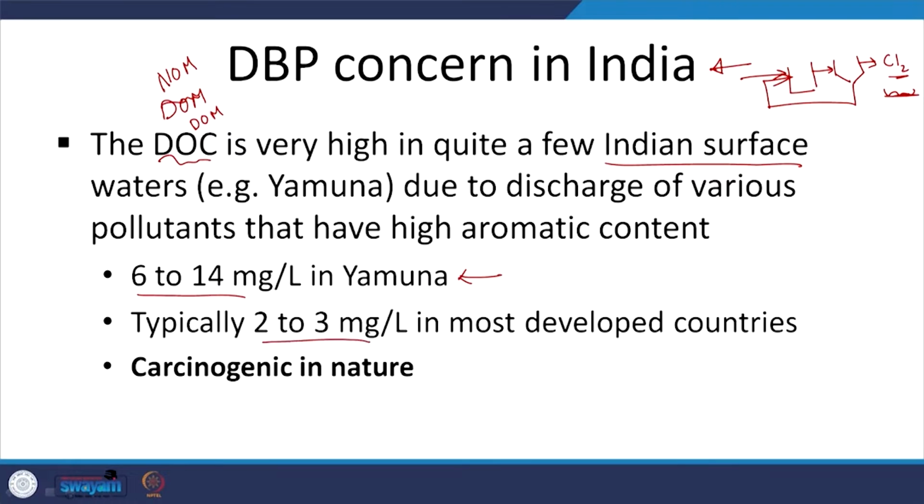In general, let us say it is 2 to 3 milligram per liter in most developed countries. So, when I add chlorine, either for water treatment or wastewater treatment, at least for water treatment I add chlorine to disinfect the water, I have to add a lot of chlorine to take care of this high organic matter. So, the disinfection byproducts that are going to be formed are going to be at very high concentrations. That is something to keep in mind, right.